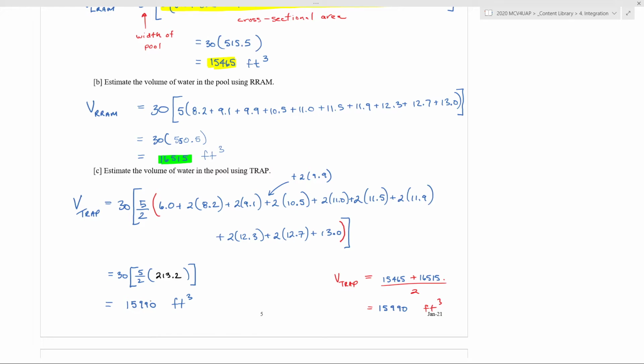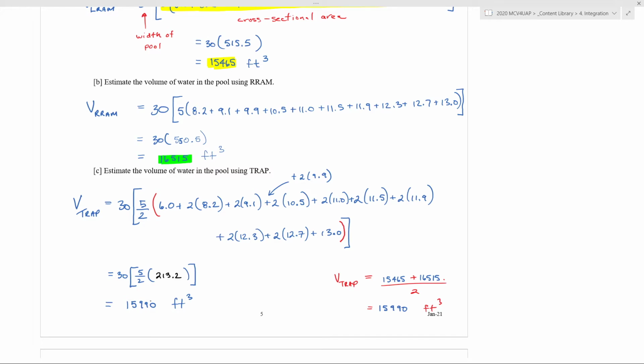I didn't get 213.2, but I don't know what I screwed up. But that is right. Oh, hold on. Yes, that is in fact correct. 213.2 is correct, and 15,990 is correct, and now we're good.